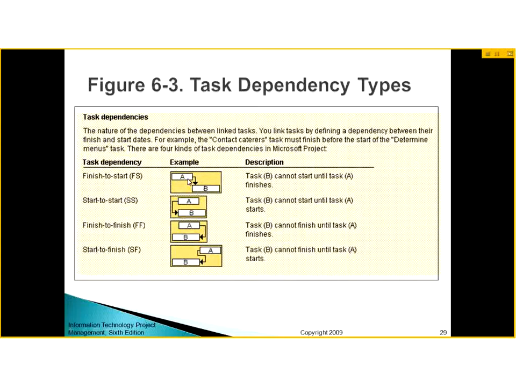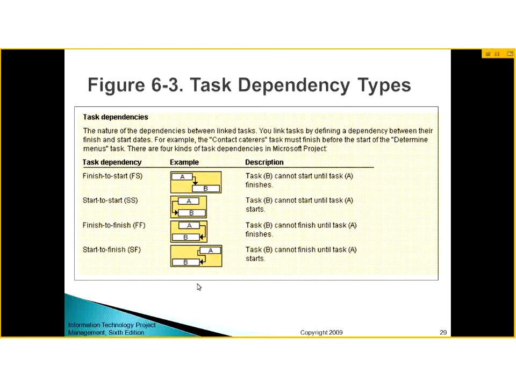If there is finish to start, it means B cannot start until A is finished, shown by this type of arrow. If it is start to start, it means B cannot start unless A has started. Finish to finish: B cannot finish until A has finished, shown by this type of arrow. And start to finish: B cannot finish until A has started. So the arrow coming from this side shows the start to finish dependency.